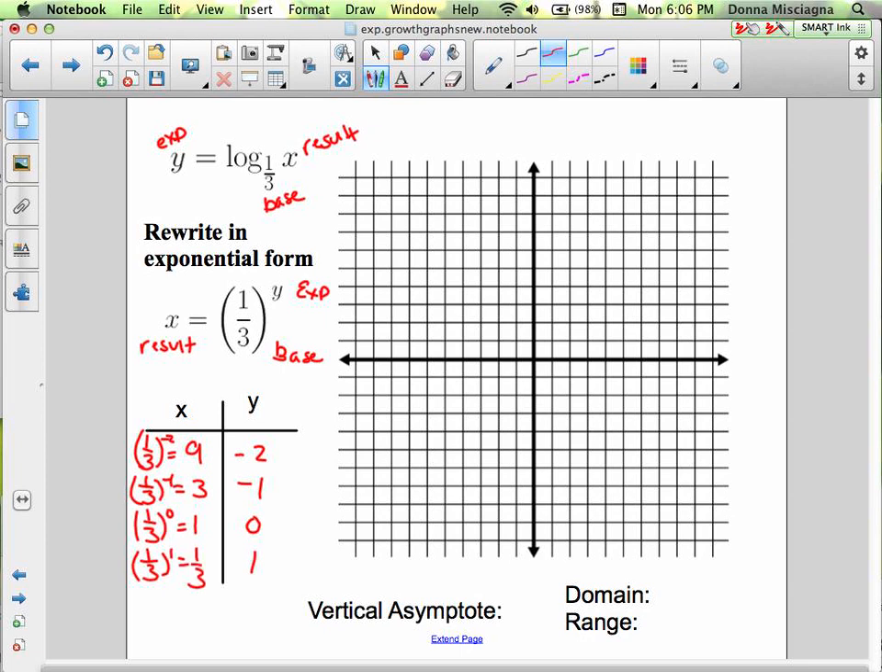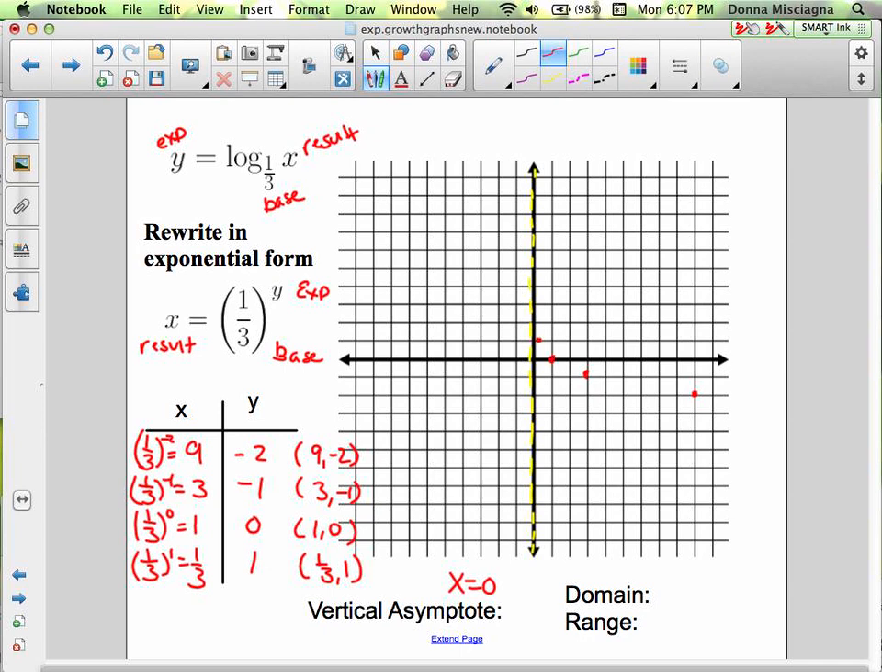So for the points that we're graphing, it's a good idea to write them like this so you don't accidentally read them backwards and graph them the way you plugged them in, because our answer is going to be first rather than the exponent, what we plugged in. All right, so vertical asymptote: it's not translated at all, so it's going to be x equals 0. We'll graph our 4 points: 9, -2; 3, -1; 1, 0; and then 1/3, 1.